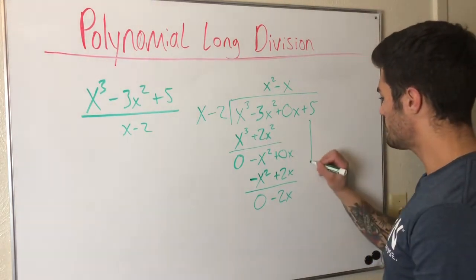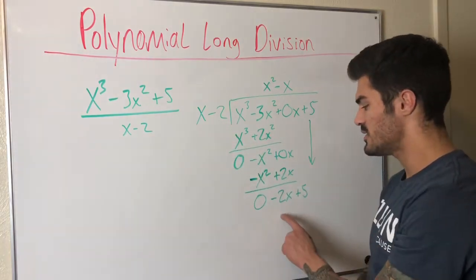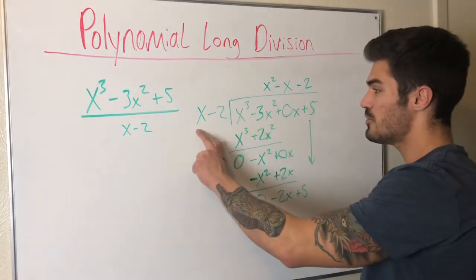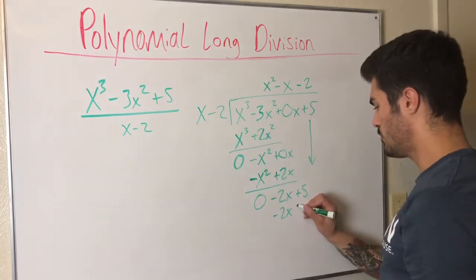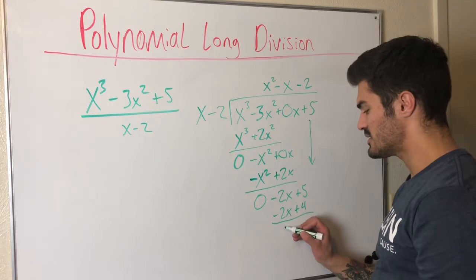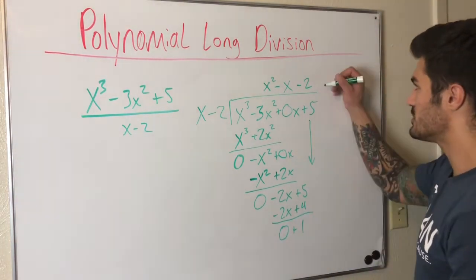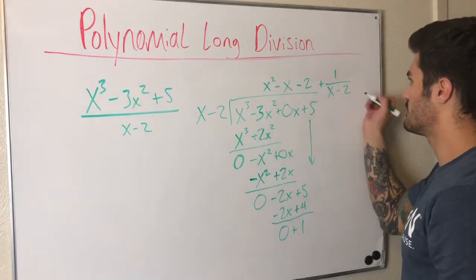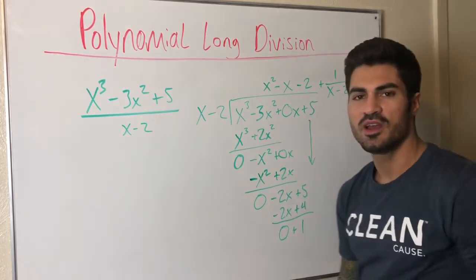So now, one last step. The 5 comes down, plus 5. Now what do I multiply x by to get negative 2x? That's just negative 2. Negative 2, go back and multiply it through. I get negative 2x plus 4. Negative 2x minus negative 2x, that's 0. 5 minus 4, that's 1. So what I'm left with is plus 1 over the divisor, right? Always over the divisor. So this is a good example for why you always need those placeholders and why it helps and keeps you more organized.